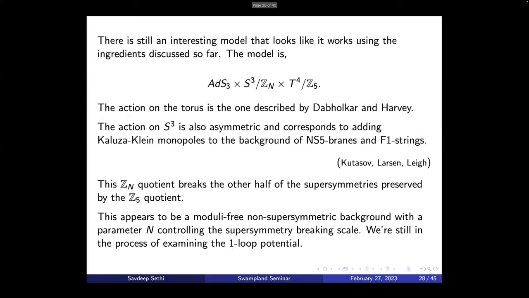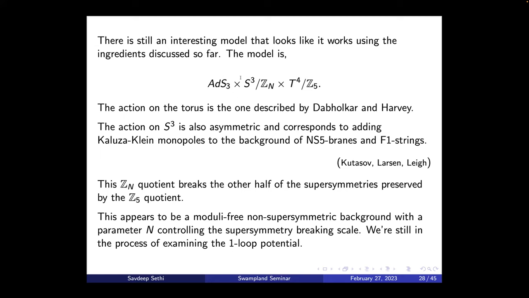Okay. There's still an interesting model that looks like it works, and it requires one extra twist. So you take the Dabholkar-Harvey construction of this quotient of T4, that's supersymmetric, with supersymmetry all on one side of the string. And then you do a further quotient of the S3 by a Zn, which has the interpretation of introducing Kaluza-Klein monopoles in the background. This was studied by Kutasov, Larsen, and Leigh a long time ago. When you do this, this breaks supersymmetry on the other side.